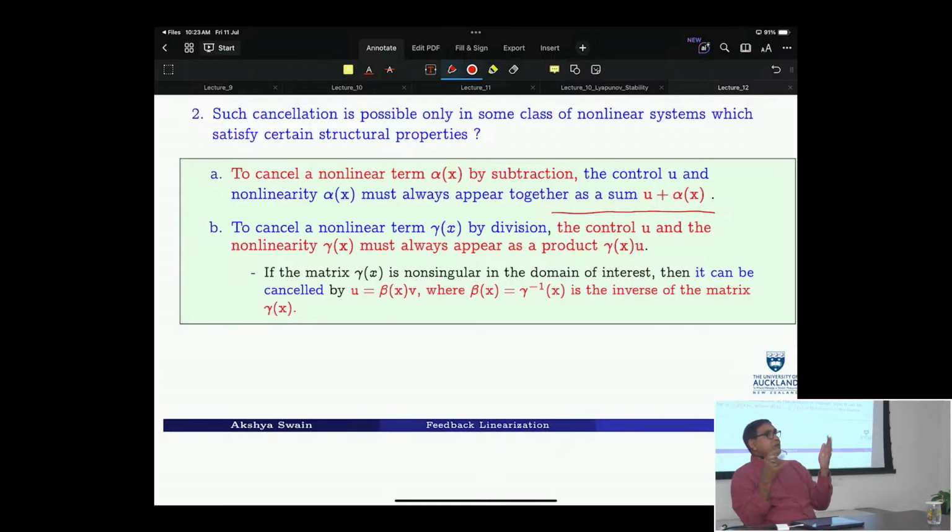See, I want to cancel something, right? If that nonlinearity is added, then I can subtract it. If it is multiplied, then I can divide it, right? That is what he is saying. To cancel a nonlinear term gamma(x), which is multiplied, you have to cancel it by division, so then something different has to be done.